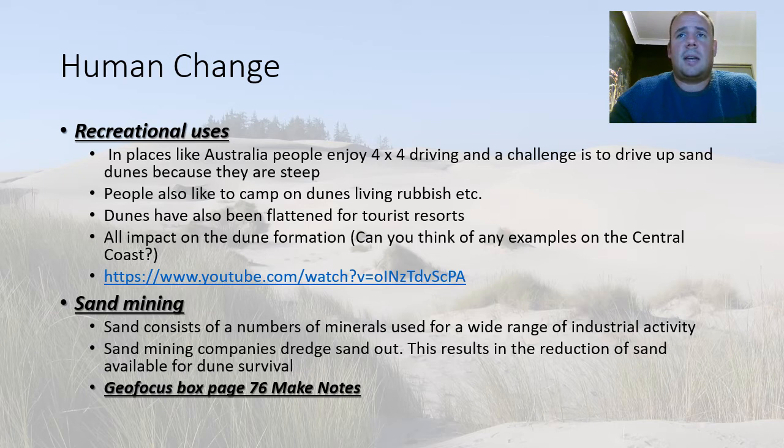Okay, another thing that humans do is recreation, and we like to drive our four-wheel drives, especially on sand dunes, and that's what we do at Stockton Beach. It's renowned for off-road driving. Also, people like camping there. Dunes have been flattened by tourists, and like I said, it's not just Stockton. It's on the Central Coast as well. So if you can note down some examples of that, that'd be great.